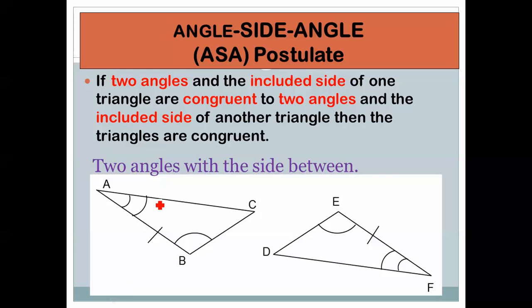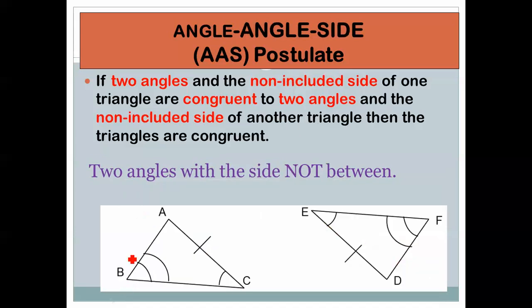Now, angle, side, angle, on the other hand, again, we have the angle bonded to the side, bonded to the angle. So this angle touches this side, which touches this angle. So we have angle, side, angle. Here we have angle, side, and another angle. They're all touching. That's how they're bonded together.